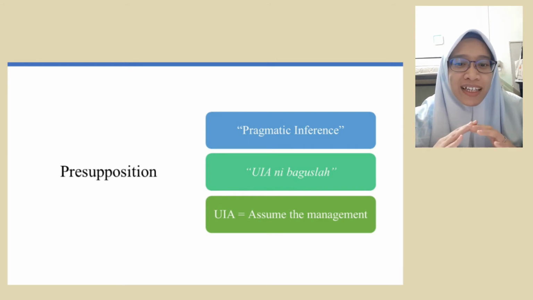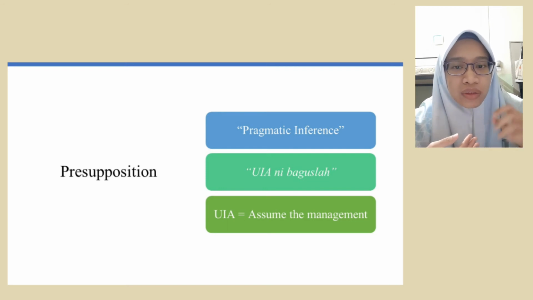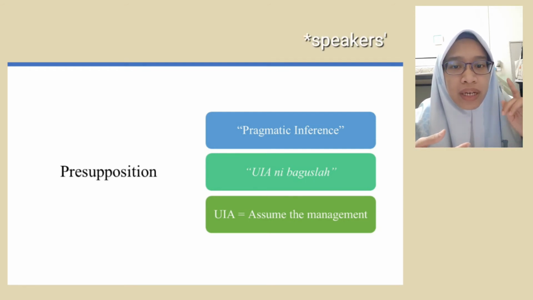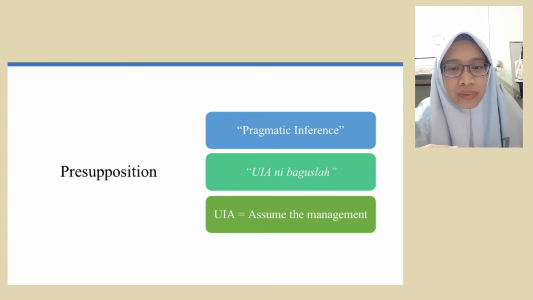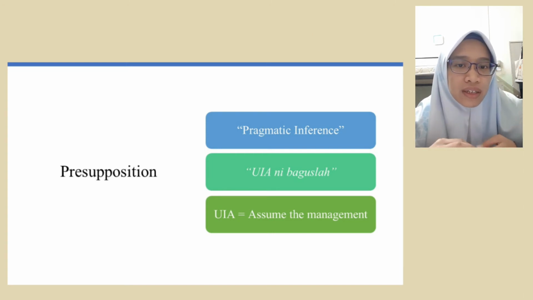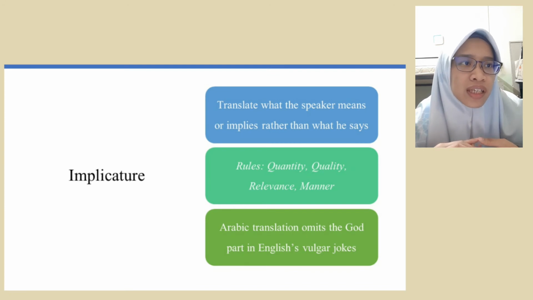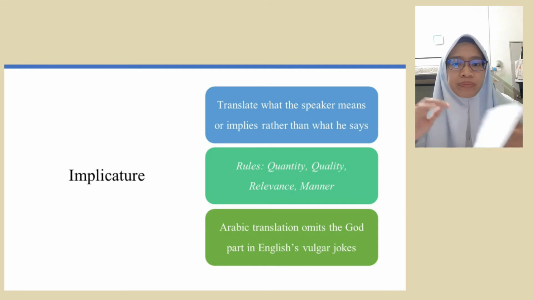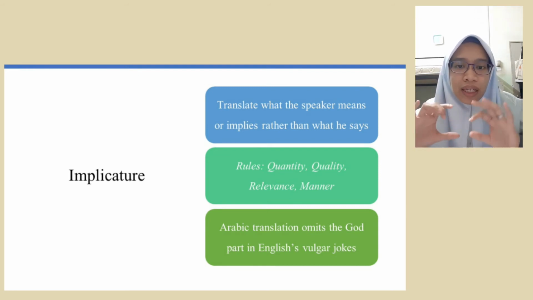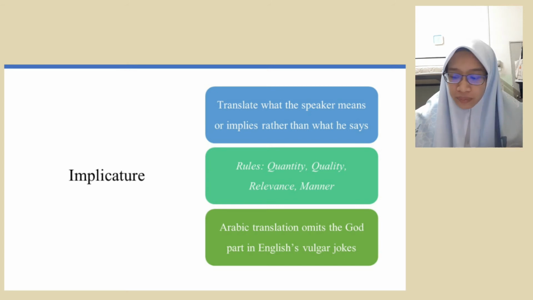Right. So, we as listeners, we understand that UIA here does not mean UIA itself, as UIA is not alive, right? So UIA here, we assume that the speakers are talking about the management of the UIA. Okay, so the last one is the implicature. Implicature is to translate what the speaker means or implies rather than what he says. So Mona Baker has outlined a set of rules for implicature.